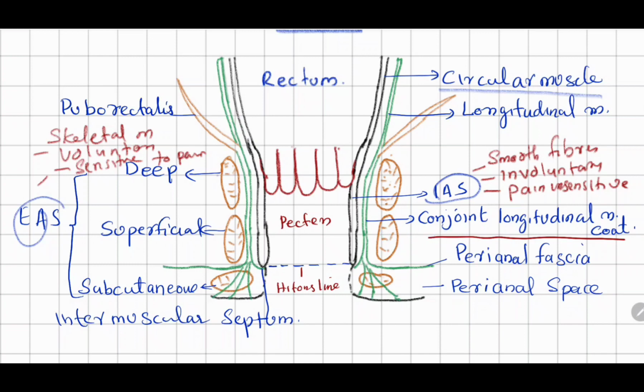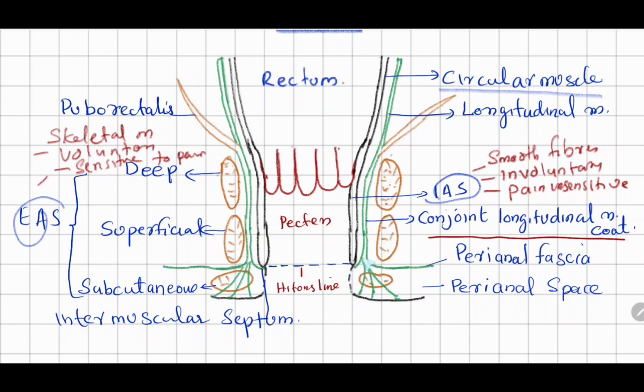What do you mean by this conjoined longitudinal muscle cord? We have the circular muscle of the rectum, and outside we have the longitudinal muscle of the rectum. The longitudinal muscle of the rectum runs downwards, enters in between the internal sphincter and external sphincter, and continues as the conjoined longitudinal muscle cord.